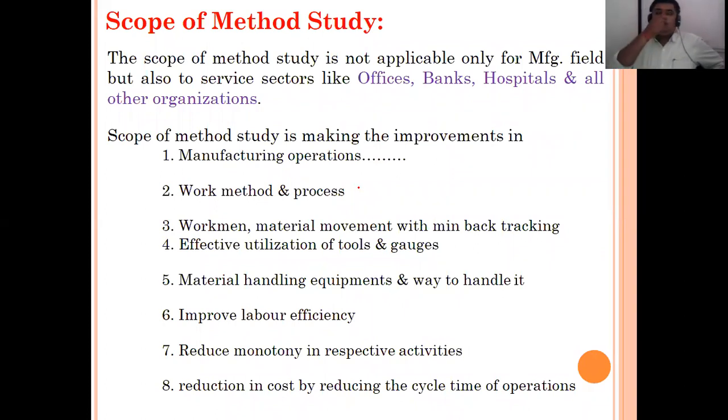If the lathe machine's single point cutting tools are placed anywhere, and other tools are kept near the lathe machine, and I'm working on the lathe machine, then I require lathe machine tools only. I don't require drilling or milling tools. If the lathe tools are kept somewhere far away, I will go there, bring that tool, put it on, and again check whether this tool is suitable or not. So, effective utilization of tools and gauges.